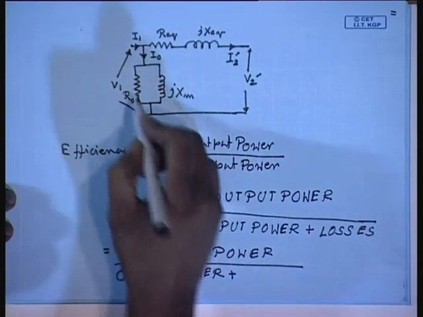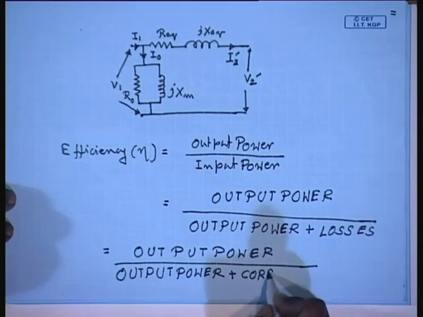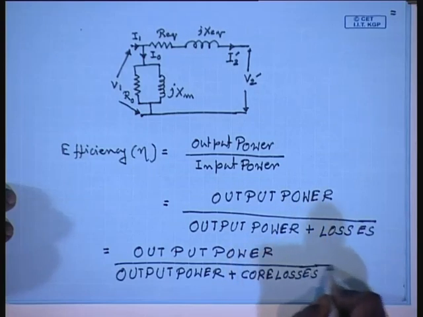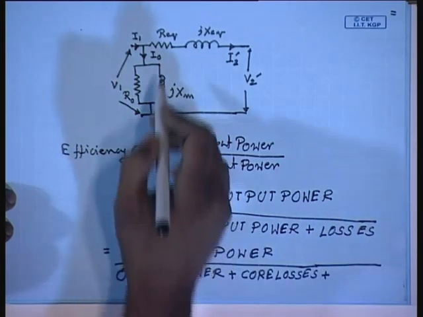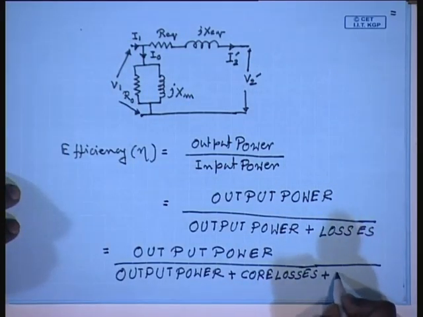Plus core losses, plus losses in the winding resistance. This is called the copper loss.